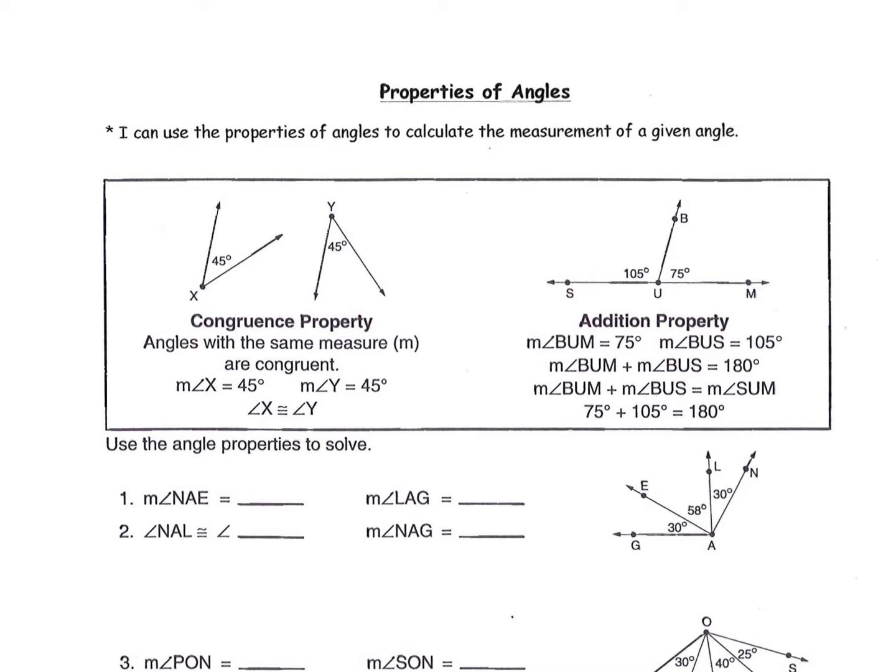And just a reminder, yesterday we talked about adjacent angles. These two are not adjacent because they do not share a common ray. And if we look at these two, they are adjacent. They're next to each other and share a common ray.